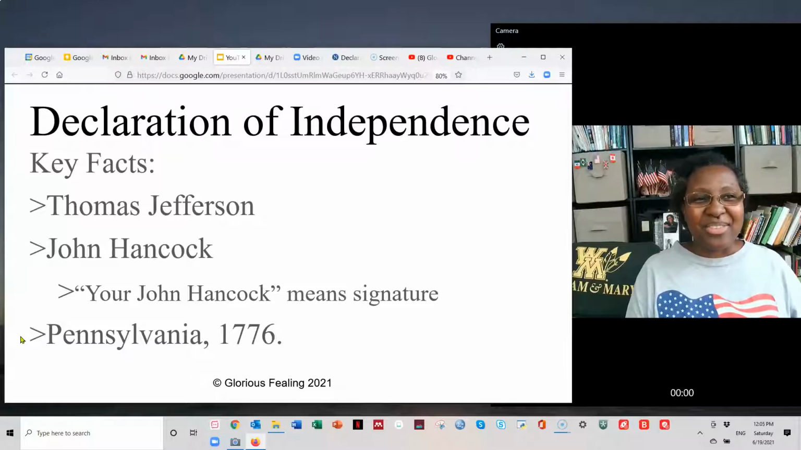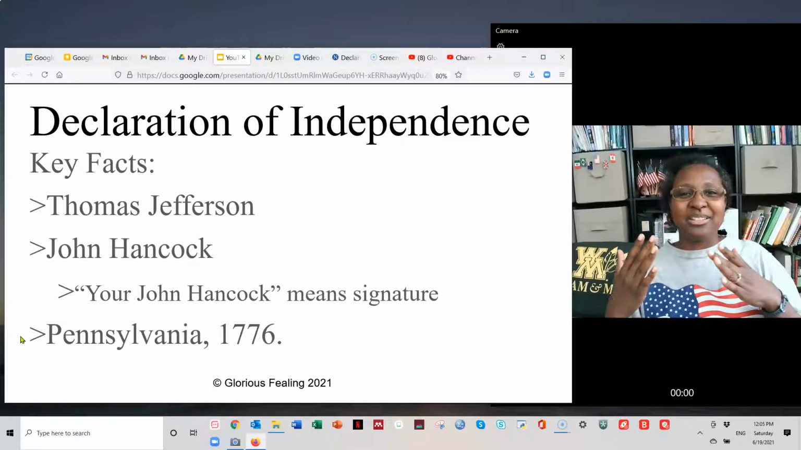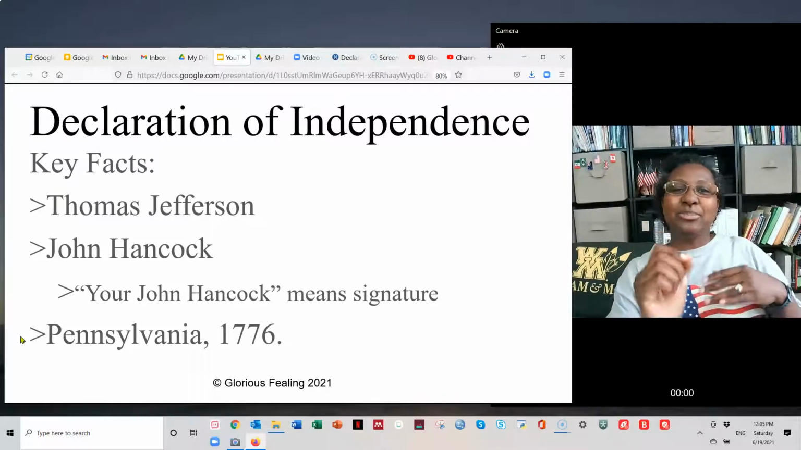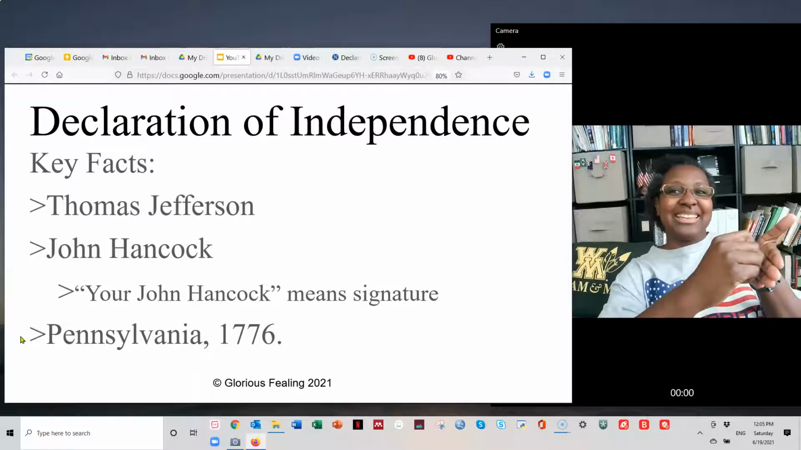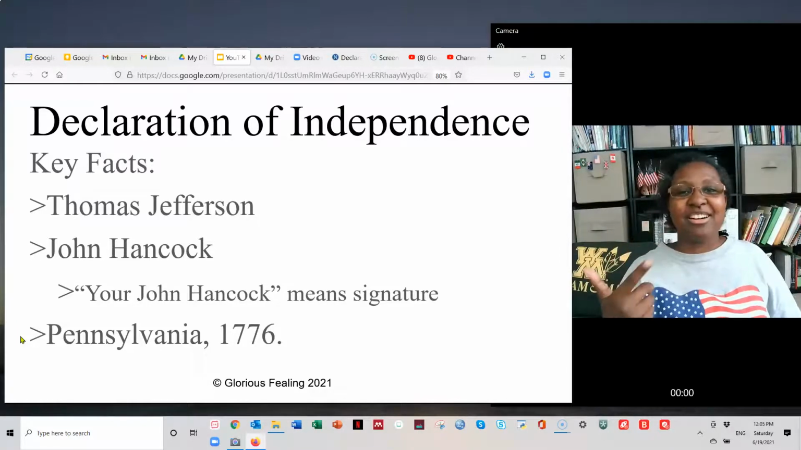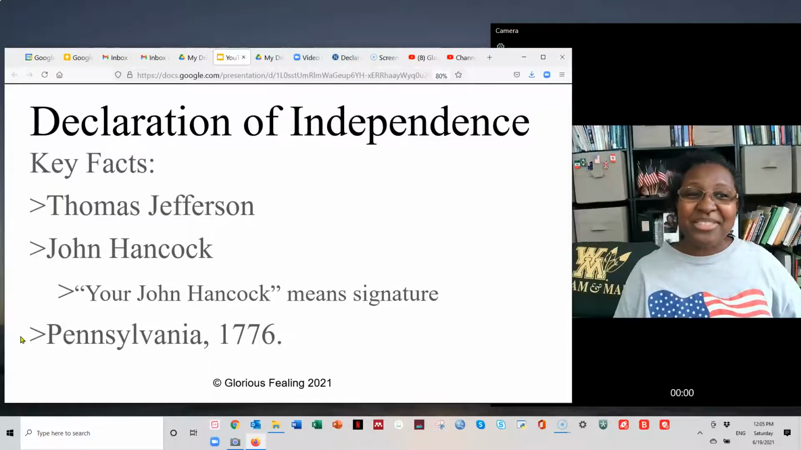Other key facts are that John Hancock is one of the delegates who signed the Declaration, but his signature was the largest. So now in American culture, when someone says, "Could you please put your John Hancock on this?" they mean, "Will you please sign it?" To put your John Hancock on something means your signature. And all of this took place in Pennsylvania in 1776.